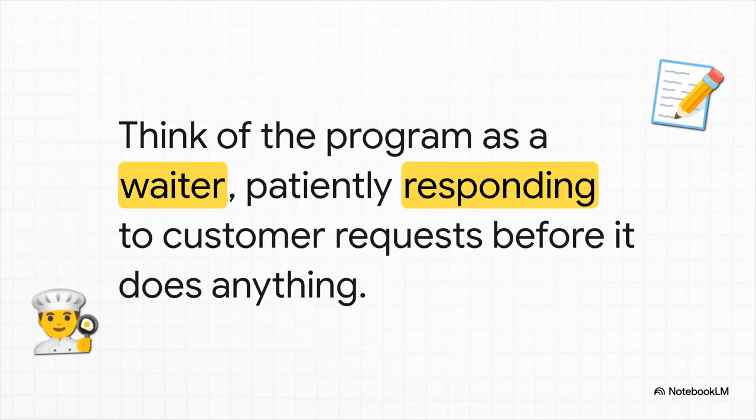This is probably the best way to picture it. A waiter in a restaurant doesn't just start bringing you random plates of food, right? Of course not. They stand there patiently waiting for you to decide. You ordering the pasta? That's the event. And only then do they spring into action with your specific request. Our apps, they work the exact same way.